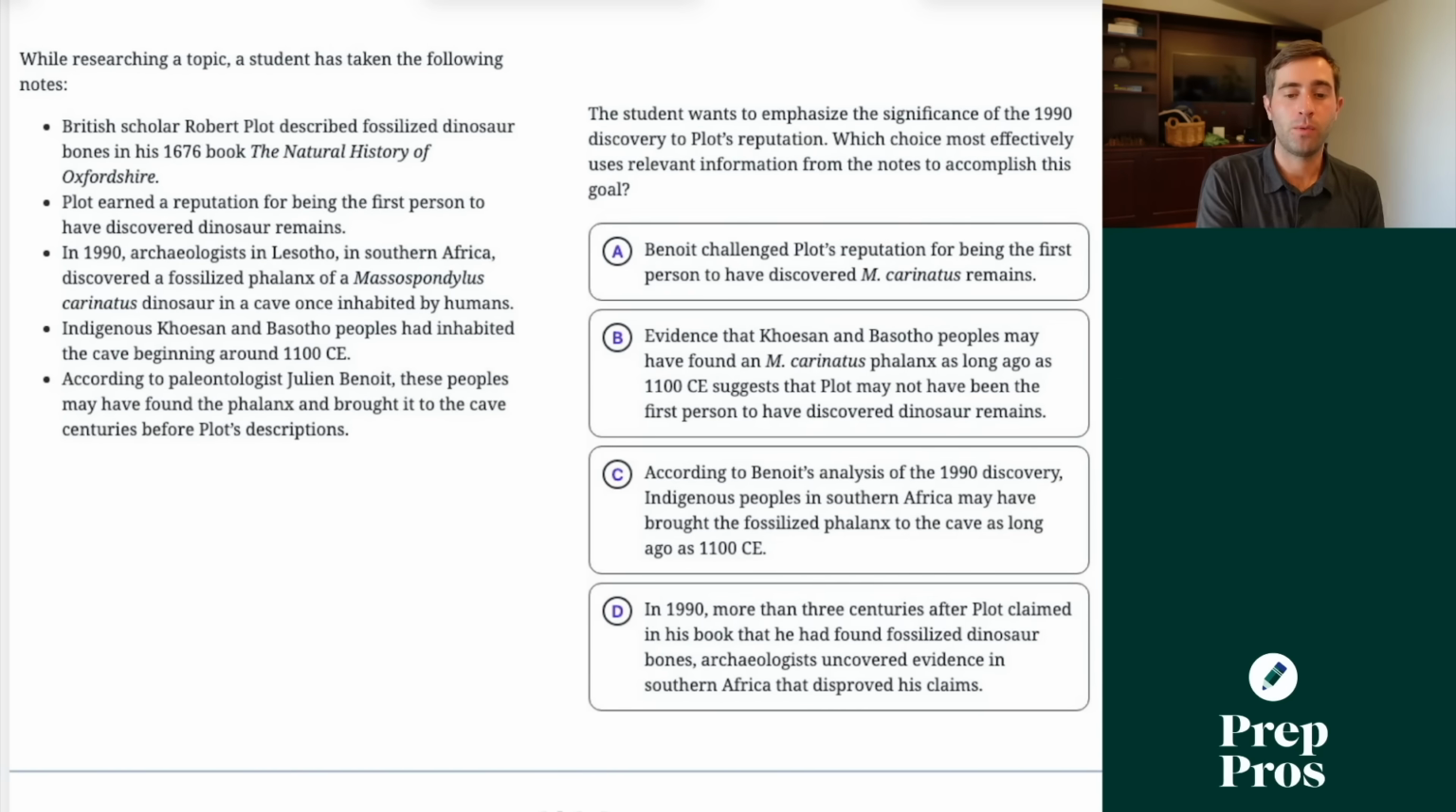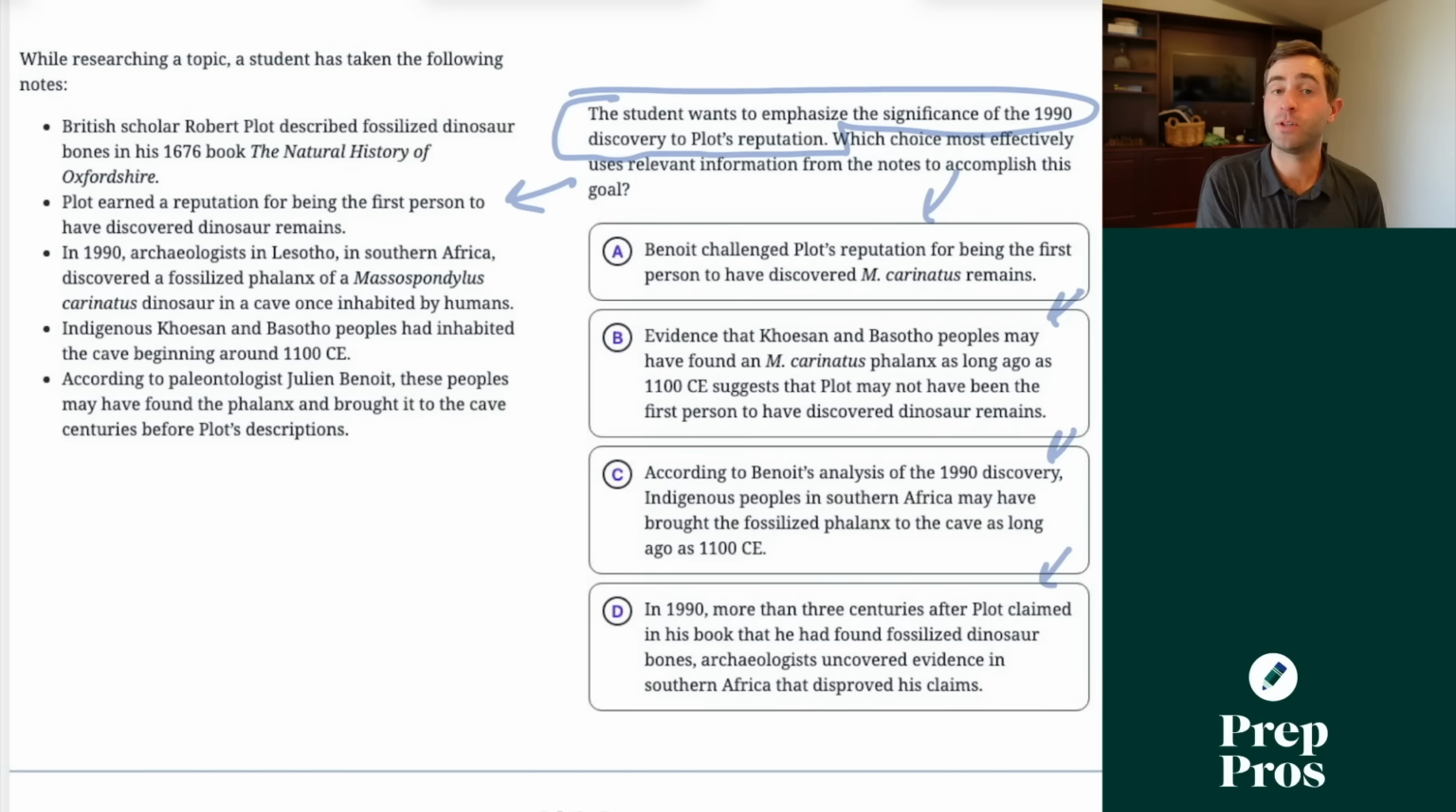Now, what we need to be really careful of here is we need to make sure we're emphasizing the significance of the 1990 discovery to Platt's reputation. Now, at this point, I would say, well, I don't really know what that discovery is. And as we go through, it looks like a lot of these could be answering that. So we need to go back to the notes. Now, the reputation is that he is supposed to be the first person to have discovered dinosaur remains. But the 1990 discovery makes it look like these other people had already discovered dinosaur remains before him. So that's what we need to go through, and that's how we can see that B is correct. But until we tie together that information from the notes, we're probably going to miss this one.